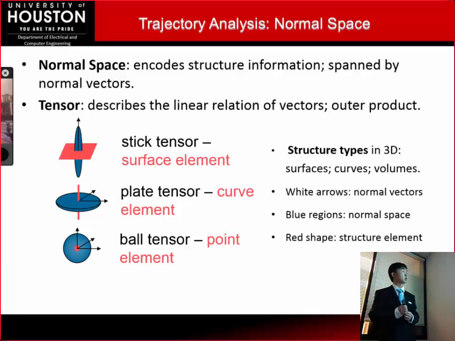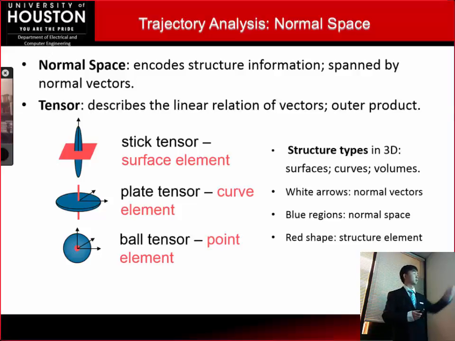So we use the normal space to represent the structure information, and the normal space is spanned by the normal vectors. And we use tensor to encode the normal space. A tensor is nothing but one that describes the linear relation of vectors, and it can be formed by the outer product of vectors or tensors or linear space. So we named the stick tensor to represent the surface element.